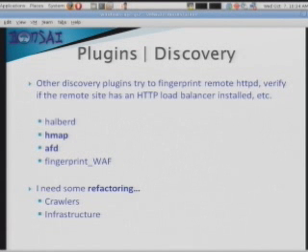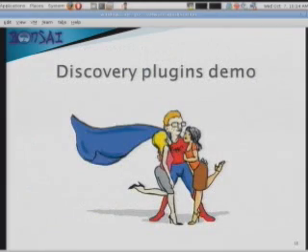The problem with this is that I have plugins in the discovery family that are crawlers, which are finding URLs, and I have some others that are infrastructure, which are the ones above. They are trying to find something out about the HTTP infrastructure. So that's something else that I need to break down and create 2 different types of plugins.